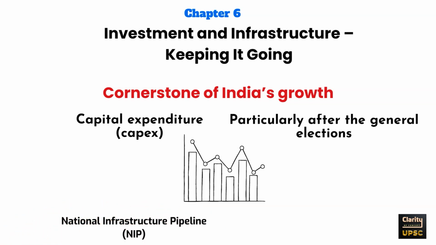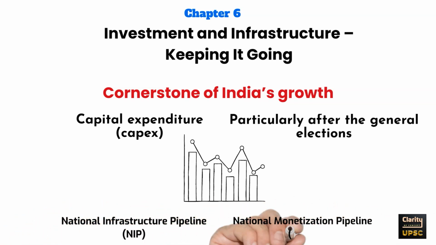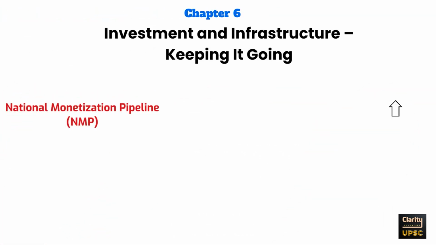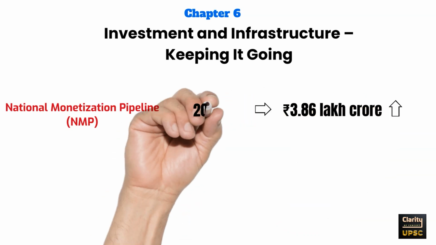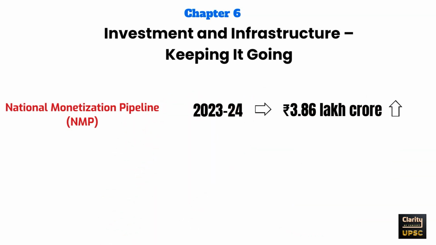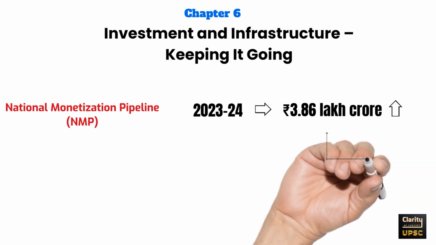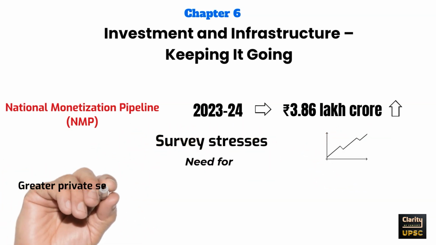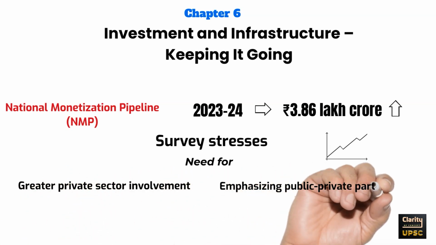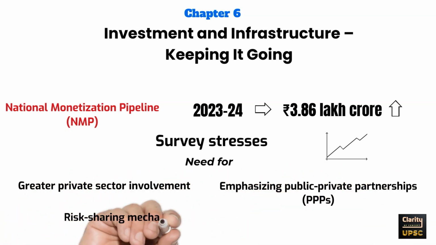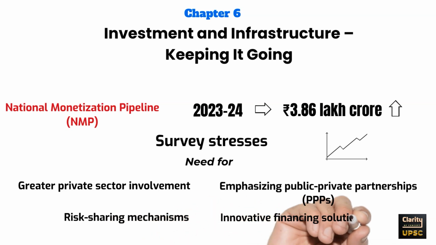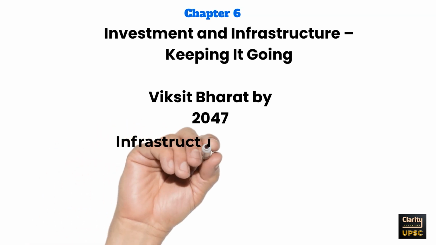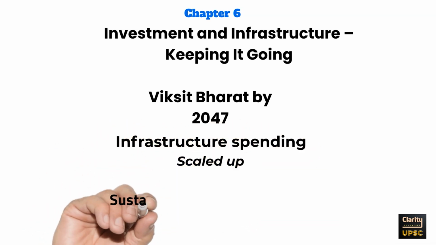National Infrastructure Pipeline and National Monetization Pipeline programs have been successful. The National Monetization Pipeline has successfully raised 3.86 lakh crore rupees by 2023-2024, unlocking value from government owned assets. We will explain this in detail in the concerned chapter. The survey stresses the need for greater private sector involvement, emphasizing public private partnerships, risk sharing mechanisms, and innovative financing solutions. As India aims for Viksit Bharat by 2047, infrastructure spending will need to be scaled up with sustainability and efficiency in focus.